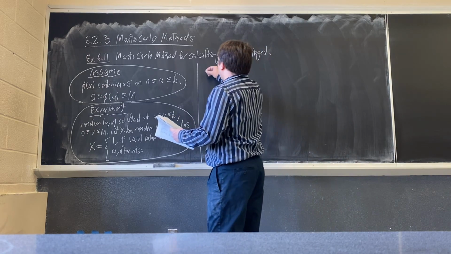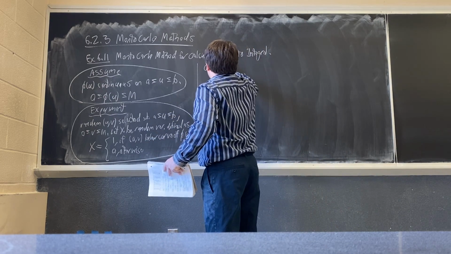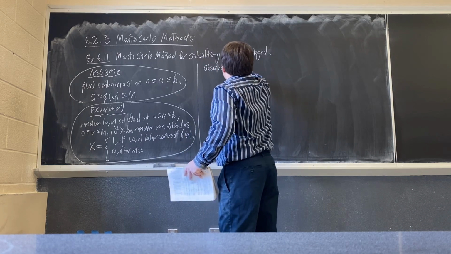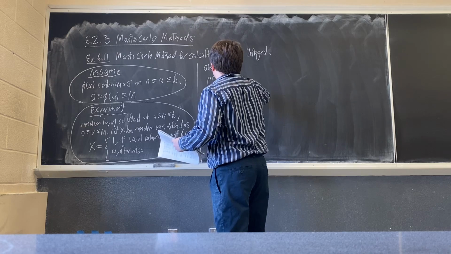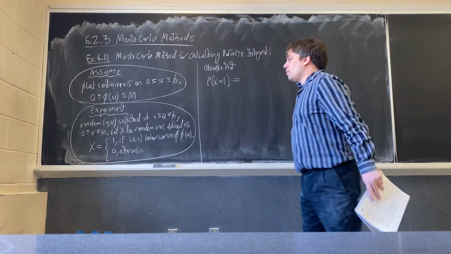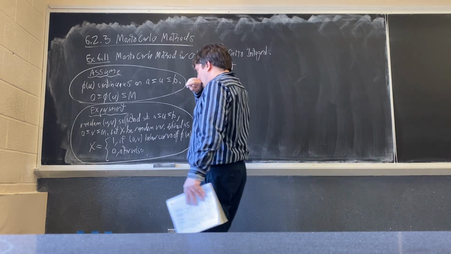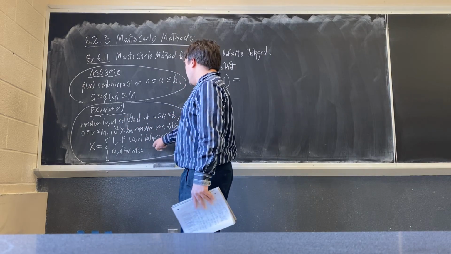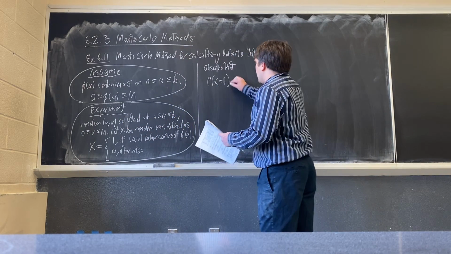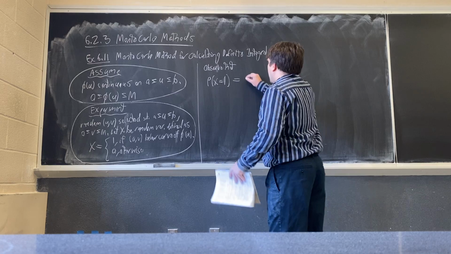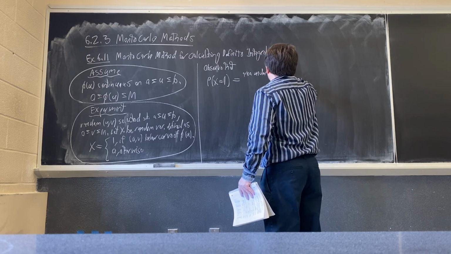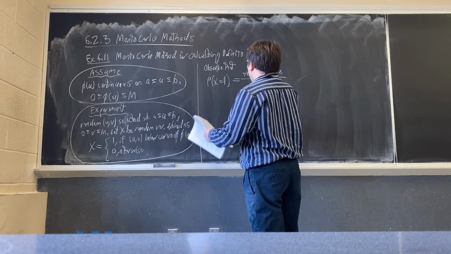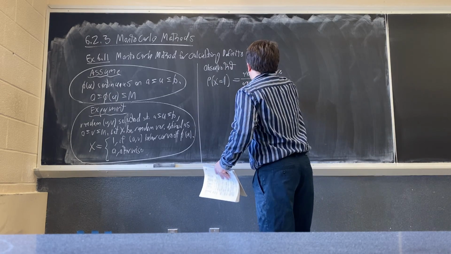We're going to observe that the probability that X is equal to 1, right? The probability that the point (u, v) we select at random here is below our curve. That's just equal to, well, the area under the curve divided by the area of the rectangle. And so what do I mean by that?